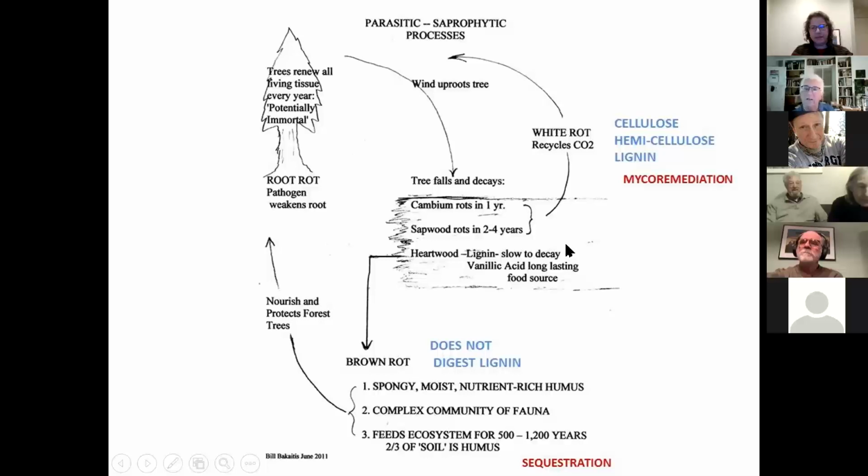There's another kind of fungus that will digest the cellulose and hemicellulose, but it doesn't digest the lignin. Lignin is a very complex molecule, multi-branched with arms coming off at odd angles all the time, and it's hard to break down. So it stays in the soil, not broken down, and it's a brown color, so it's called brown rot. You see this in trees, spongy. You can pick it up and squeeze water out of it, moist and nutrient-rich humus.